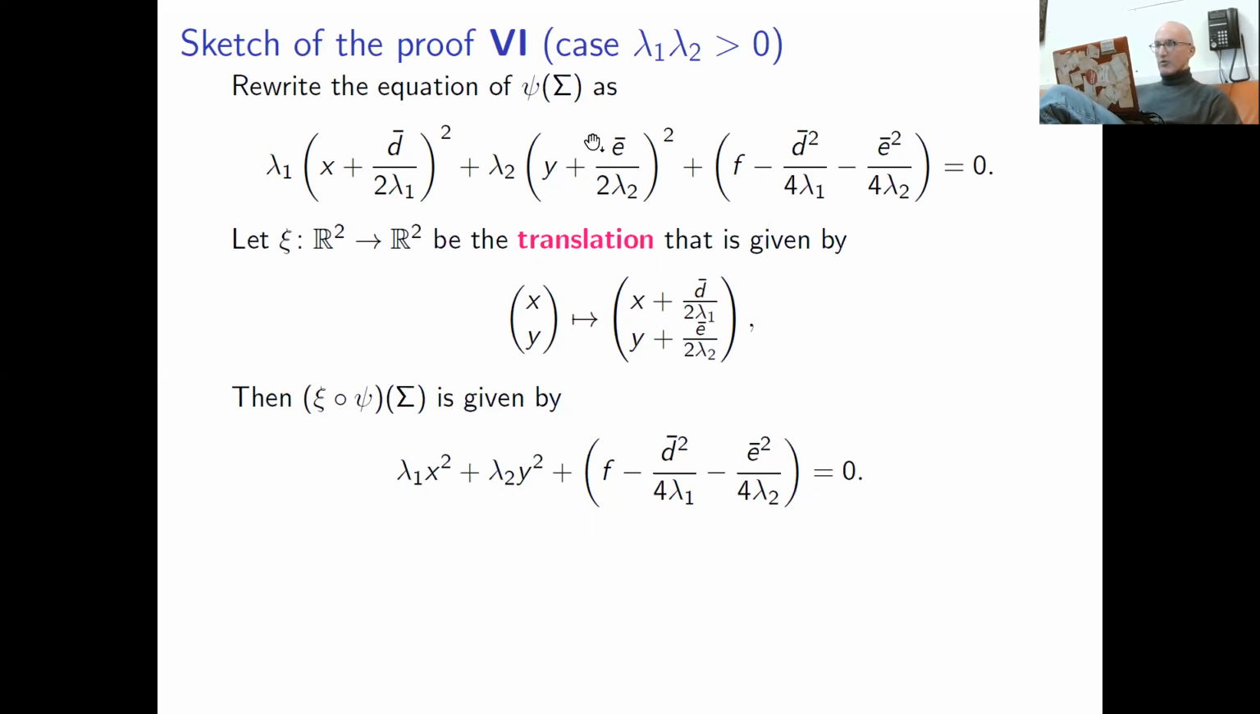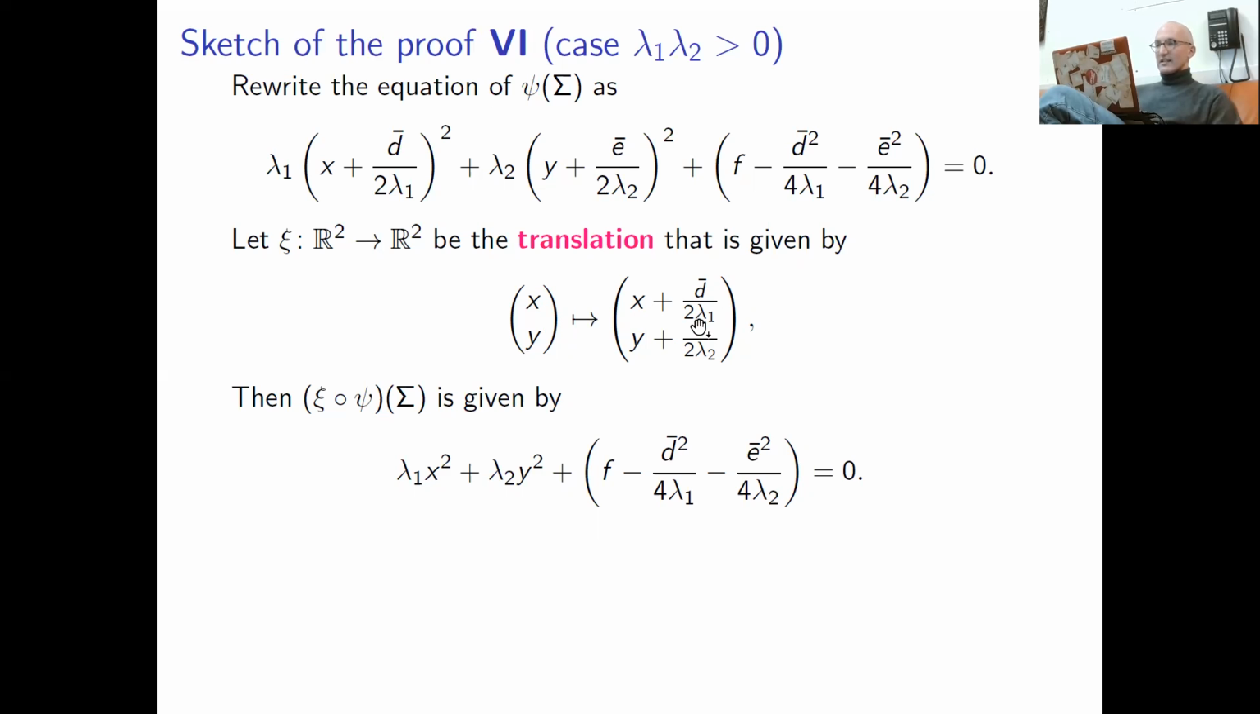This is how we find the formula for the discriminant of a quadratic equation. And this is what is left. Basically, this equation is the same equation as on the previous slide, I just rewrote it in this way. And now you see, if we consider a translation by this vector, okay, this is hard to pronounce, it's d bar over 2 lambda 1, e bar over 2 lambda 2.